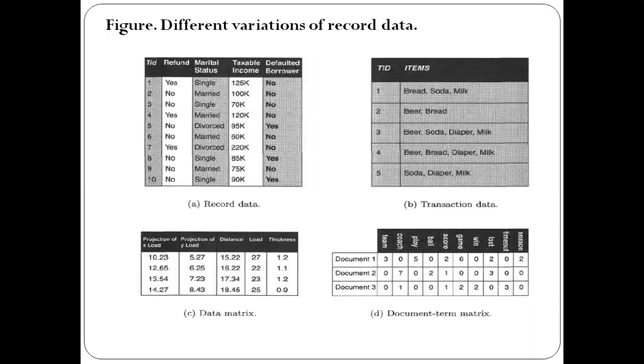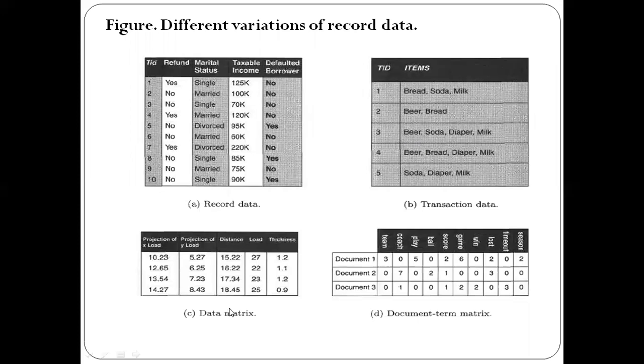If you observe here, since the customer has bought the bread, it is represented here. Suppose the customer has not bought the diaper in this transaction, it will not be indicated. That is, the presence of values is important here, so it can be represented as an asymmetric attribute. So this is one kind of record data, that is, transaction or market basket data.